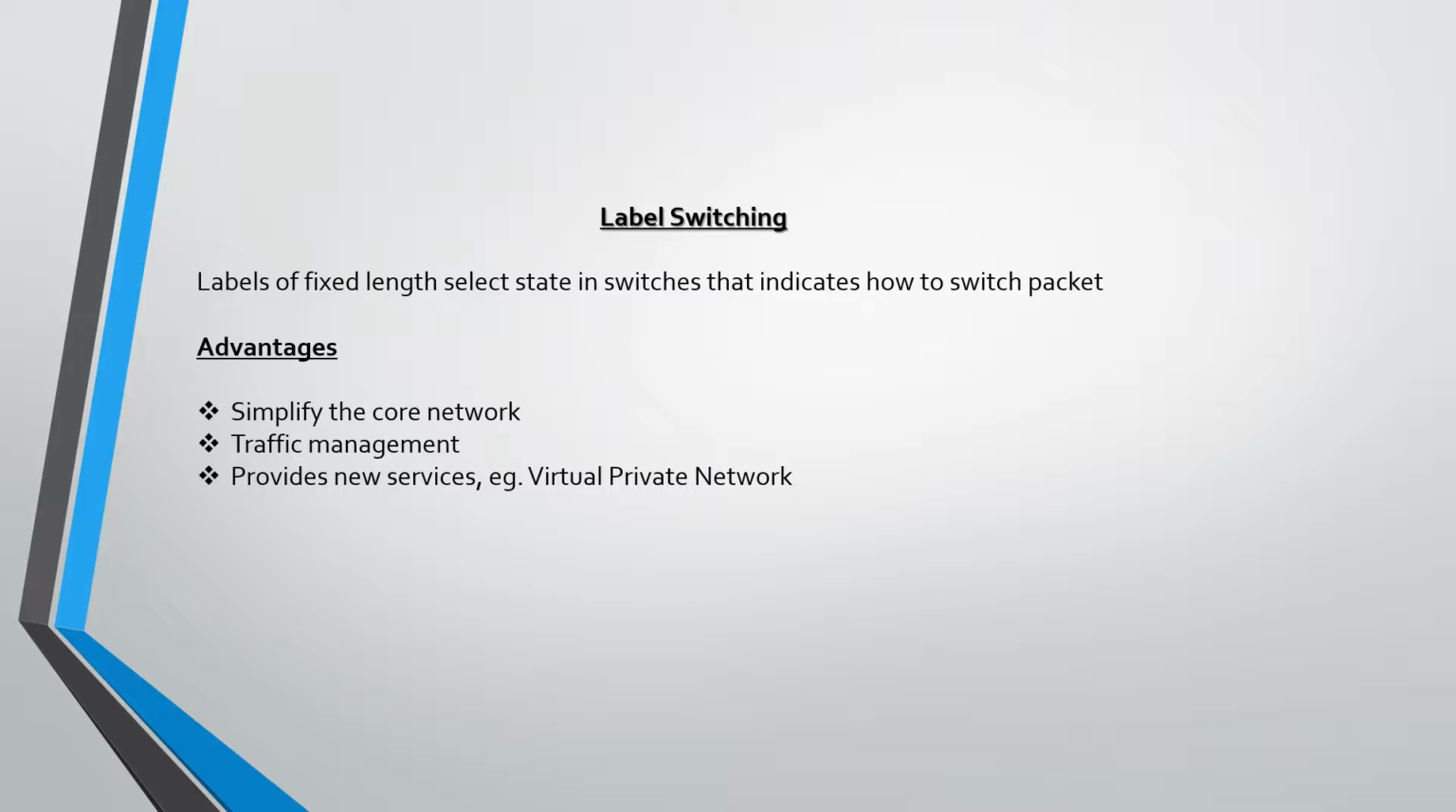Label switching. It is defined as labels of fixed length selecting state in switches that indicate how to switch packets. The advantages of it are it simplifies the core network, manages the traffic and provides new services.